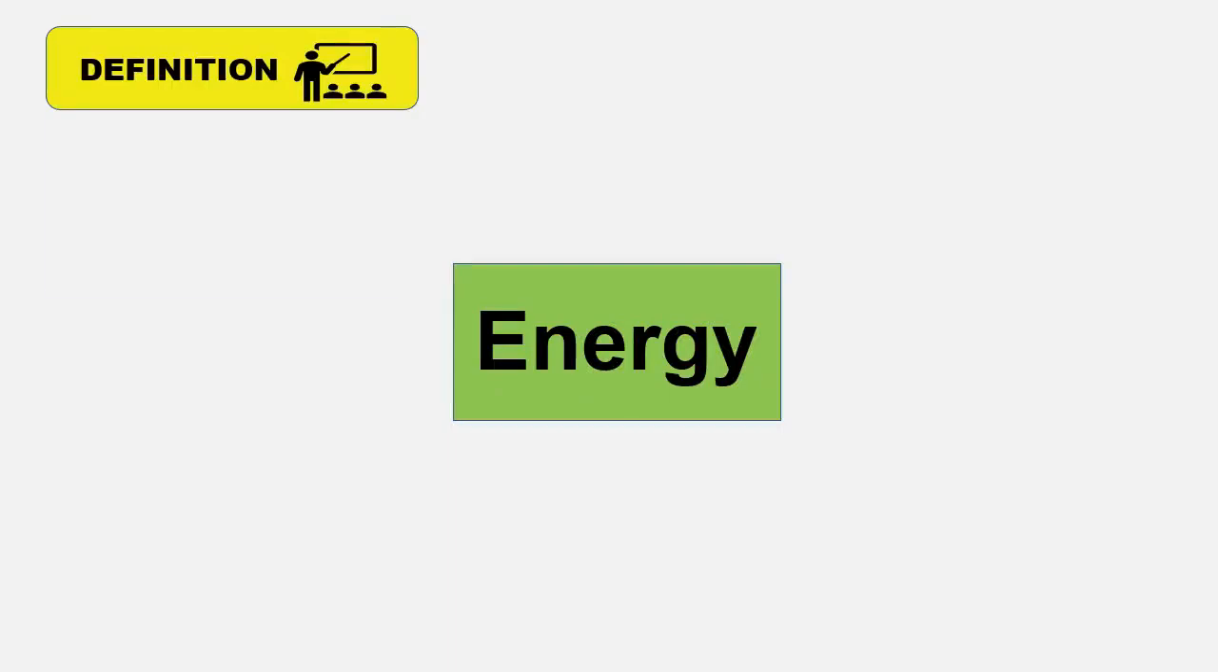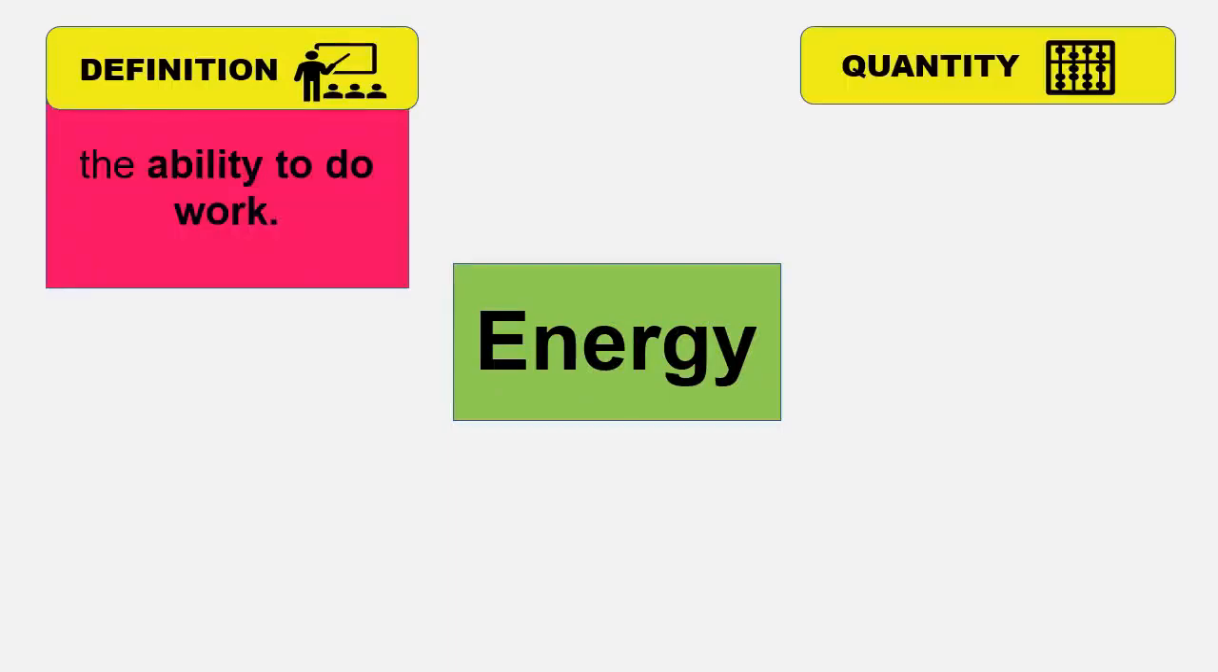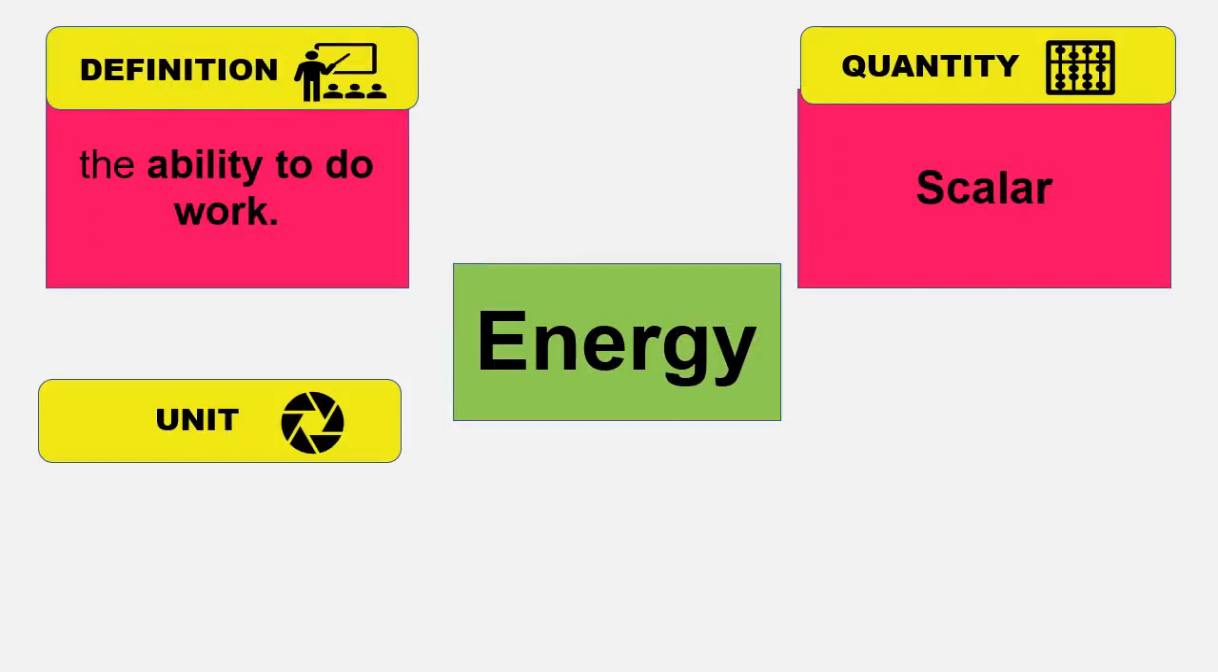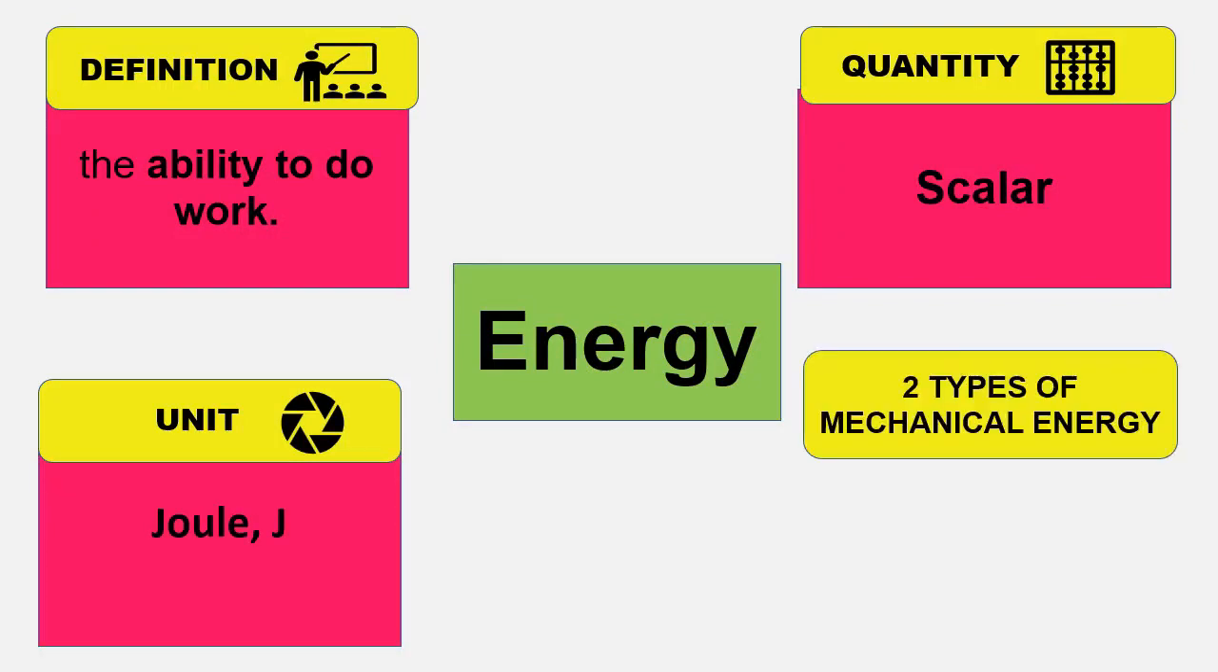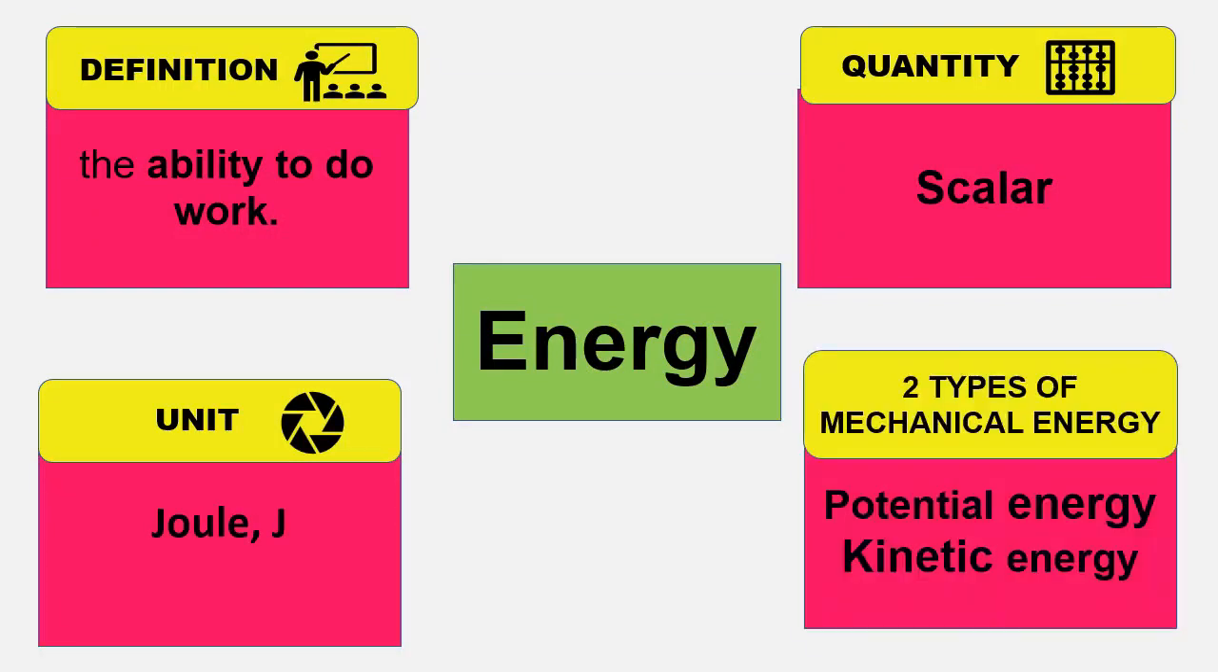Energy definition. The ability to do work. Quantity, scalar, unit, joule. Two types of mechanical energy: potential energy and kinetic energy.